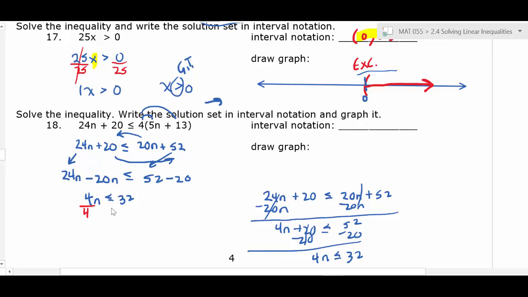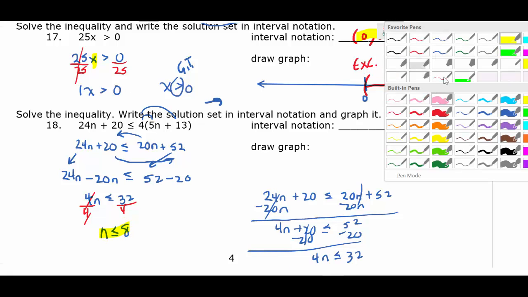Okay, then we need to divide both sides by 4. That gives 1n, or just write that as n. 32 divided by 4 is 8. So here we go. So now we're going to draw our graph.